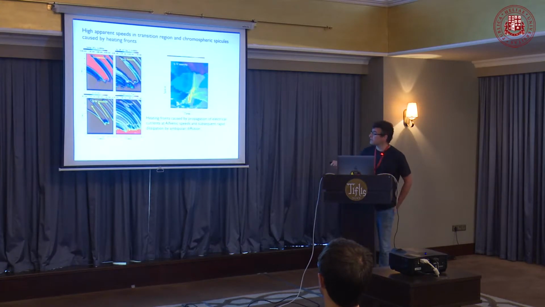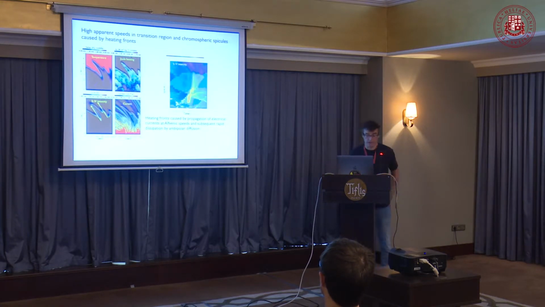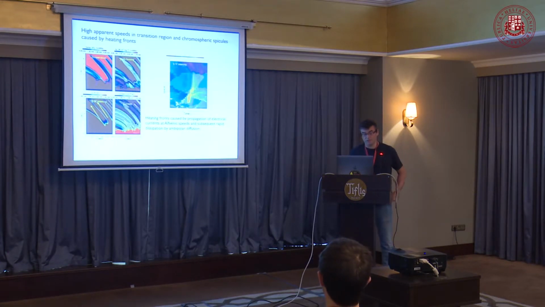And so what we're actually seeing in the model, and also in silicon-4, you can see that here, this is the space-time plots. This is time, this is space along the spicule here in silicon-4. We see, just like in the data, something that appears at extremely high phase speeds, several hundred kilometers per second, that forms over quite a length here. And in the model, of course, we can analyze why this happens, and they're essentially heating fronts caused by the propagation of electrical currents at Alfvén speeds.